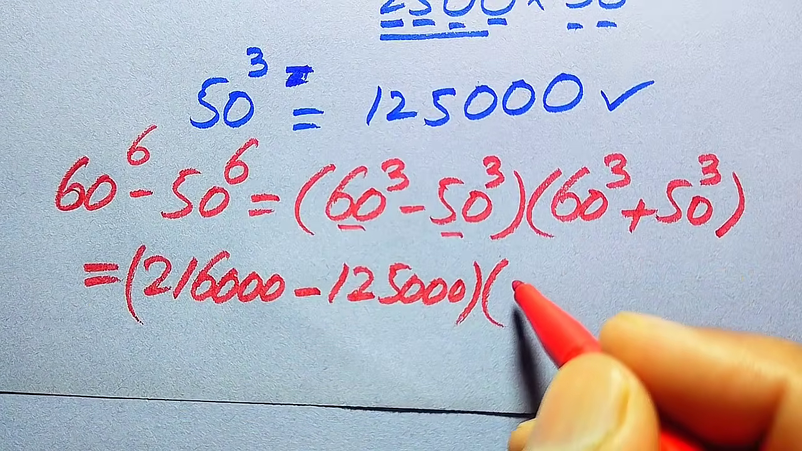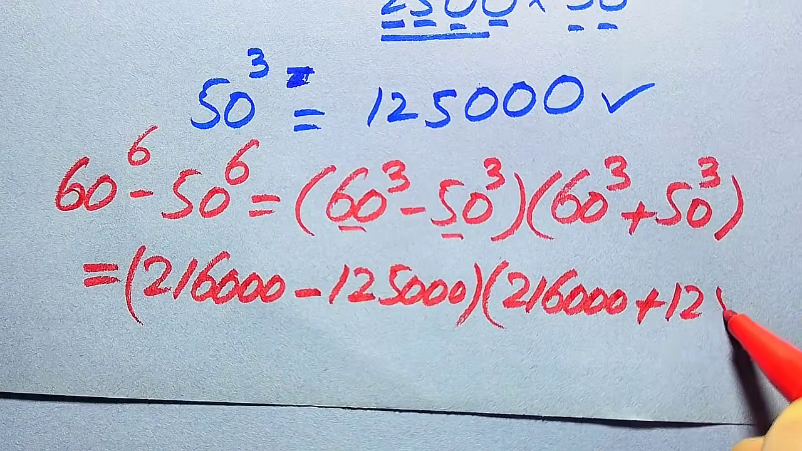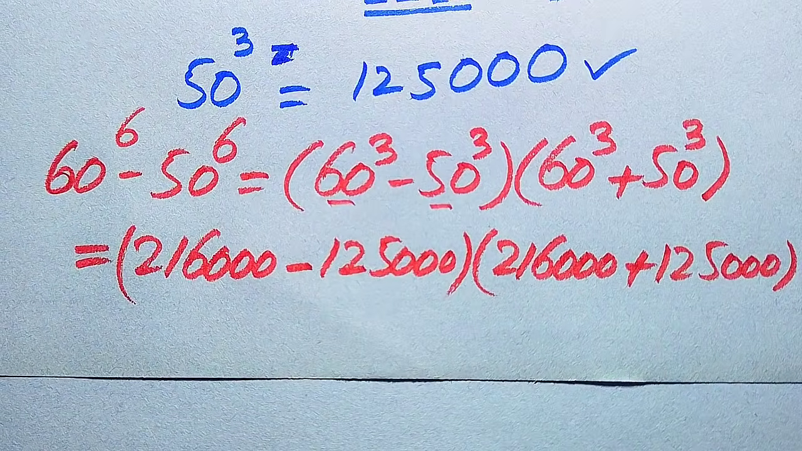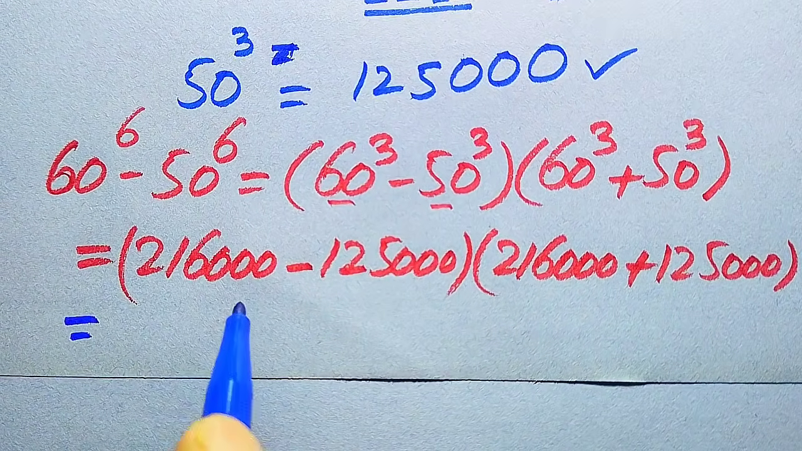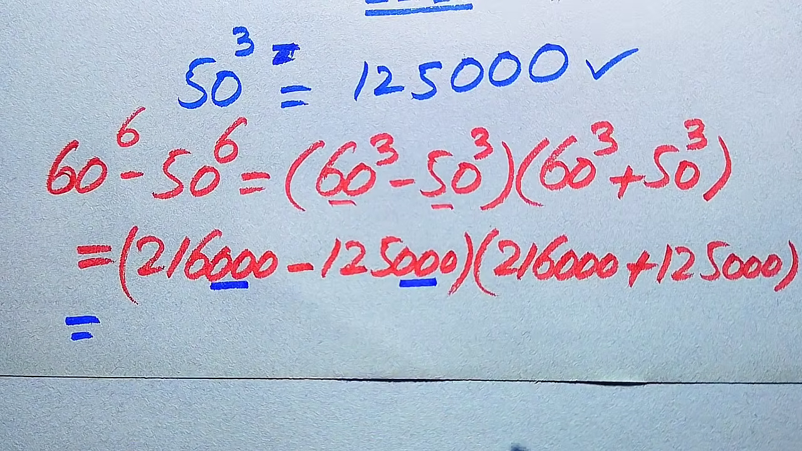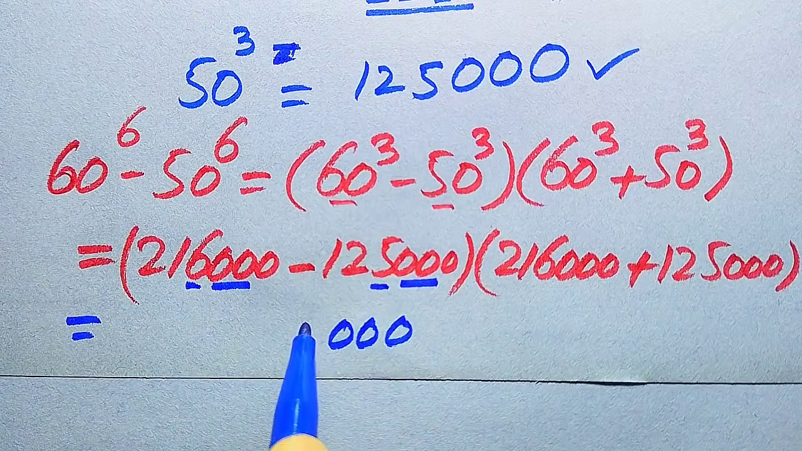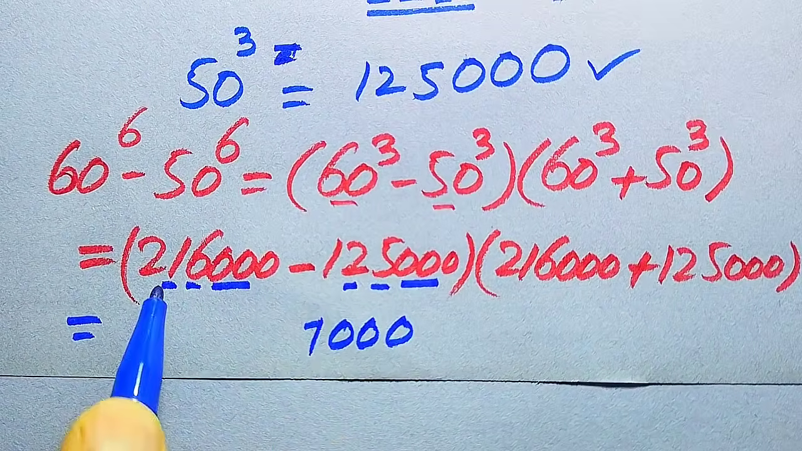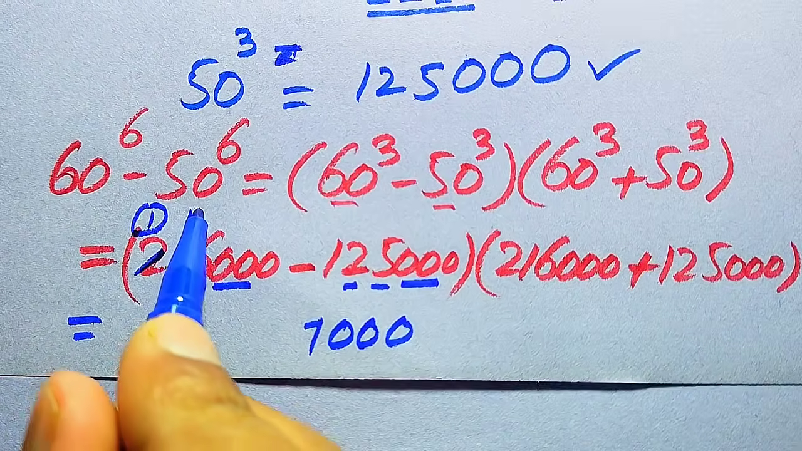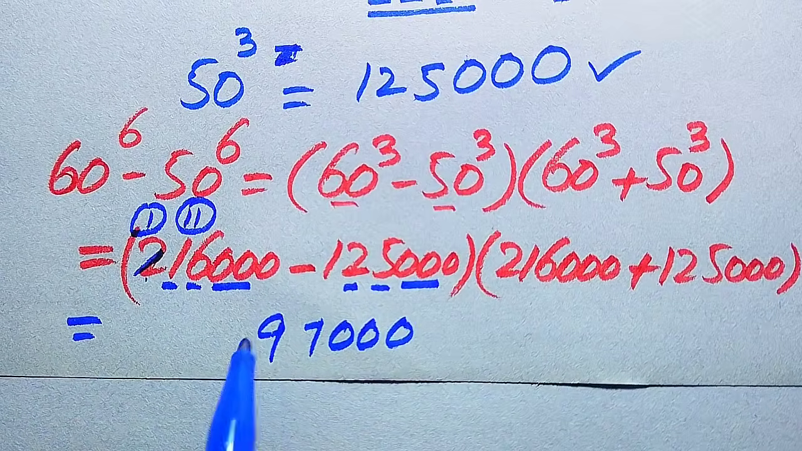The value of 60 cubed is 216,000. The value of 50 cubed is 125,000. In the next step we need more simplification, and here we first subtract these two values. You see these are the three zeros, these are the three zeros, and 0 minus 0 gives 0. Then 6 minus 5 is 1, and 1 minus 2 is not possible, so we borrow 1 from here: this becomes 1 and this 1 becomes 11. So 11 minus 2 becomes 9, and 1 minus 1 becomes 0.